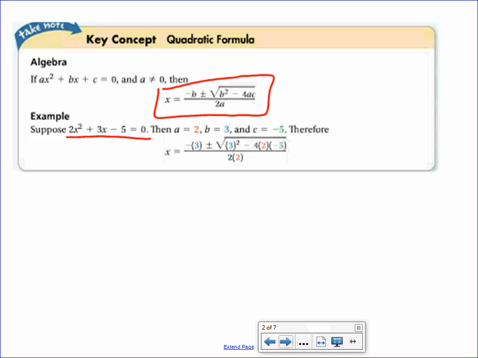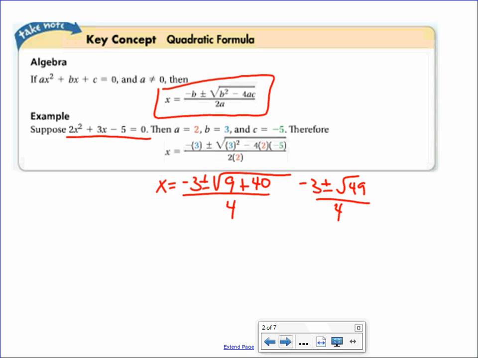So here's an example we have here: 2x squared plus 3x minus 5 equals 0. So we can pick out a as 2, b as 3, c as negative 5. And so you just simply plug it into your quadratic formula. If we finish this off, x would be equal to negative 3 plus or minus the square root of 9 minus 4 times 2, which is 8, times negative 5, that'd be 40, all over 4. So I end up with negative 3 plus or minus the square root of 49 all over 4.